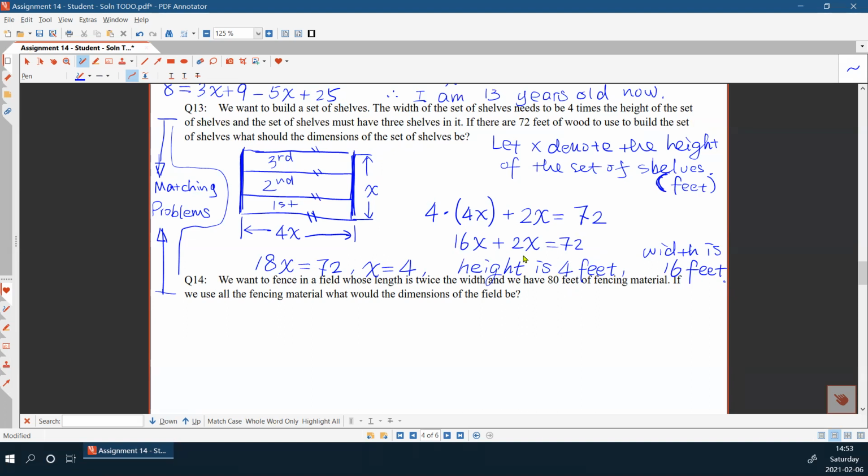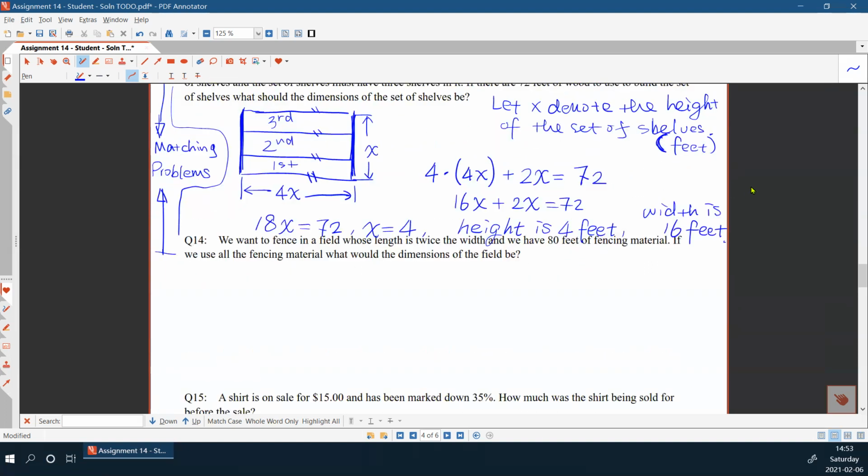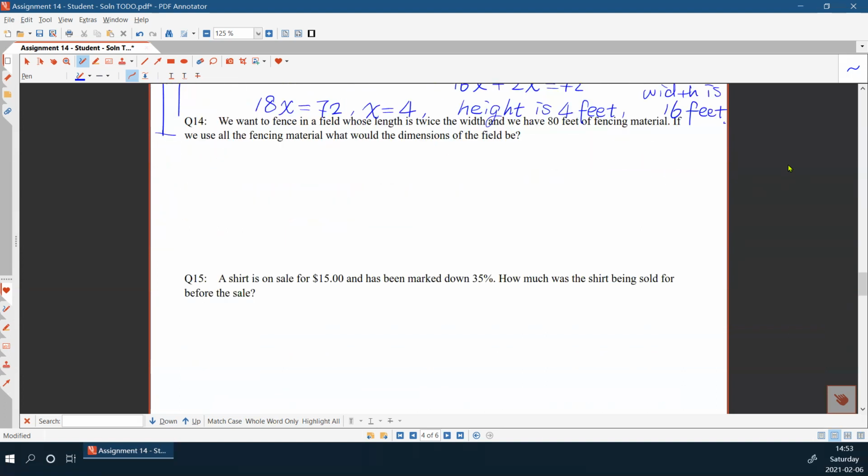No? All right, let's see question 14. Okay, again, question 14 is also a typical matching problem. Here we want to fence in a field whose length is twice the width and we have 80 feet of fencing material. Okay, so here you have a fence. And it also asks you to find the dimensions of the field.